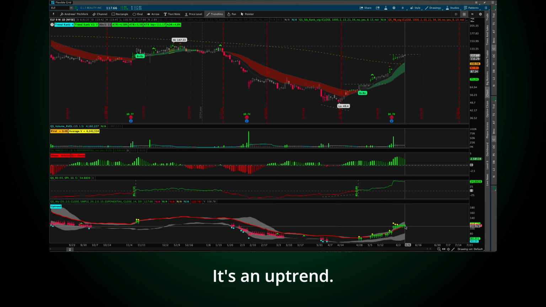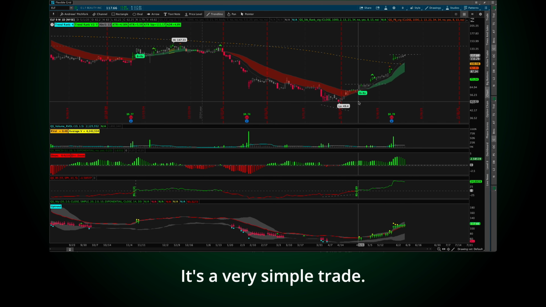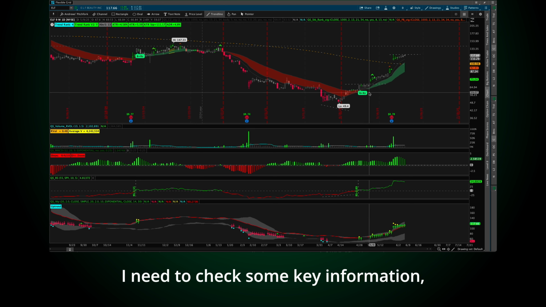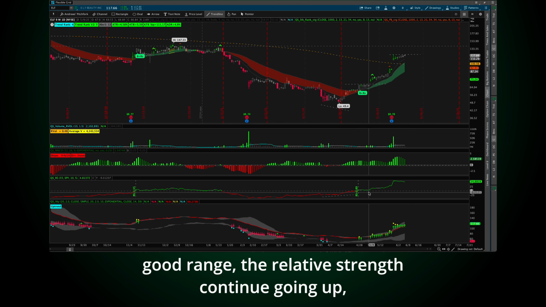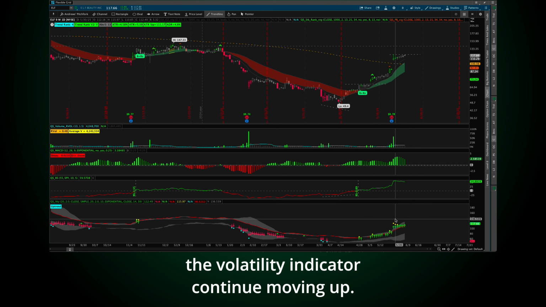It's in an uptrend. It's a bottom reversal. It's a very simple trade. I need to check some key information, wait for some consolidation, a good range, the relative strength continuing to go up, and the volatility indicator continuing to move up. That's a trade.